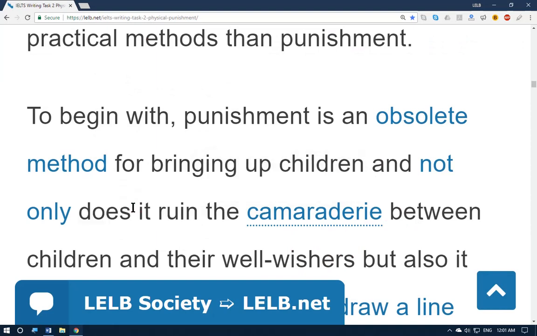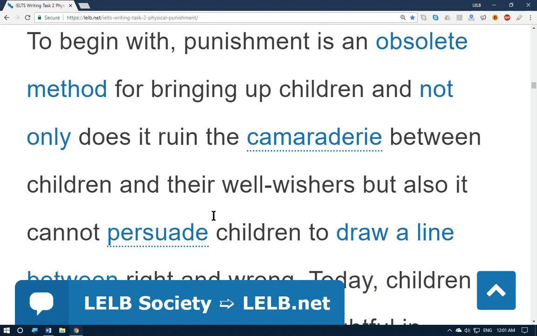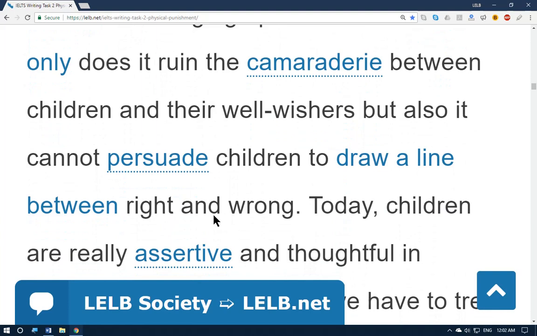So not only does it ruin or spoil the camaraderie or affinity or closeness between children and their well-wishers, here parents, but also it cannot persuade children to draw a line between right and wrong. So it's better to put a comma here after well-wishers. So it cannot persuade or convince children to draw a line or distinguish.